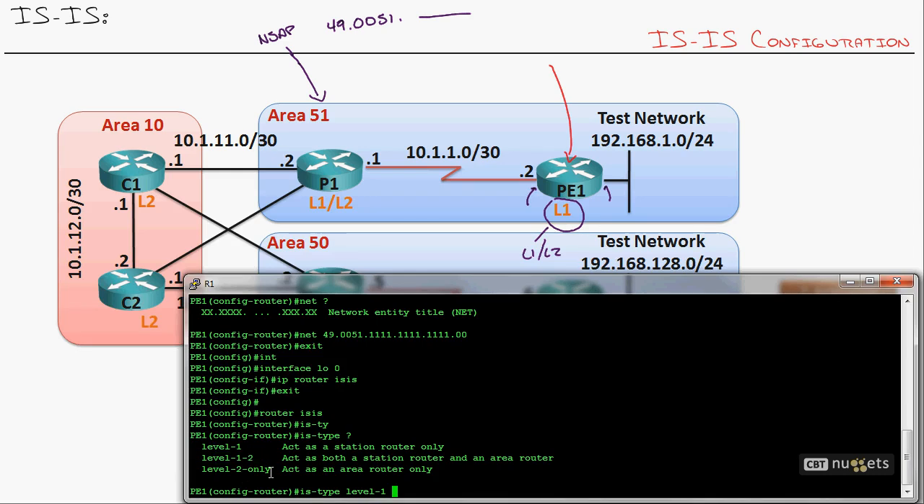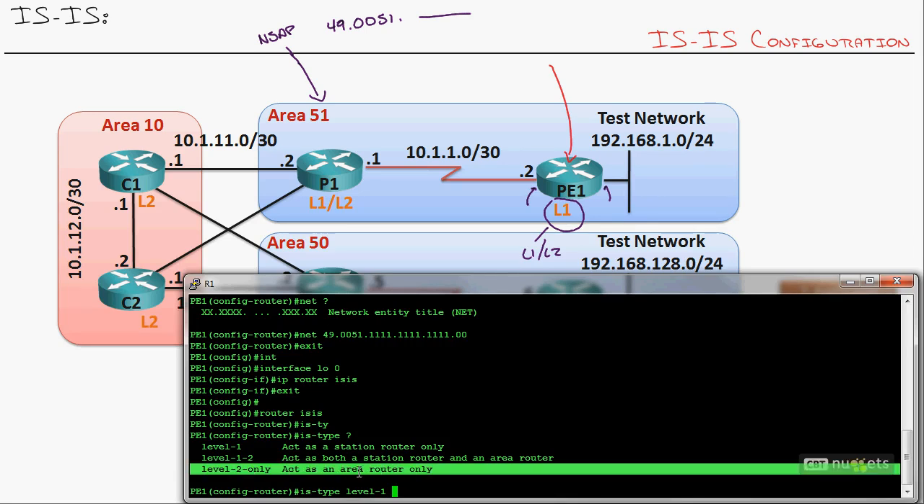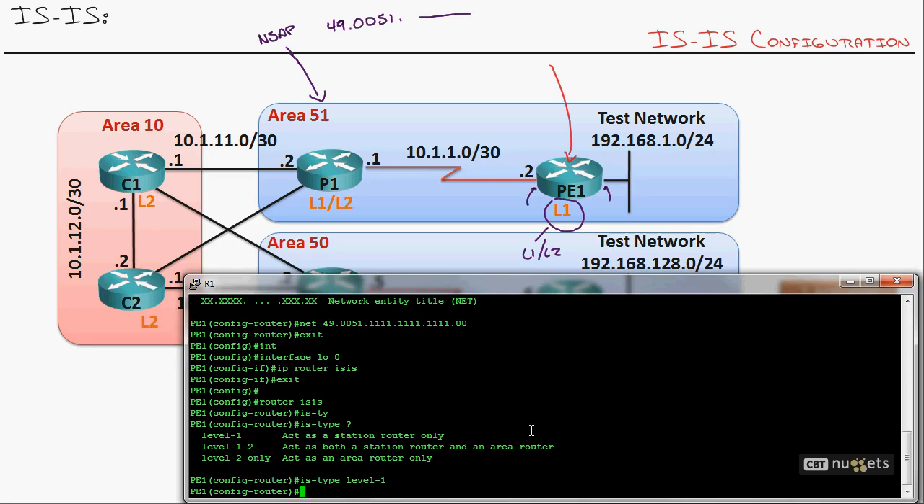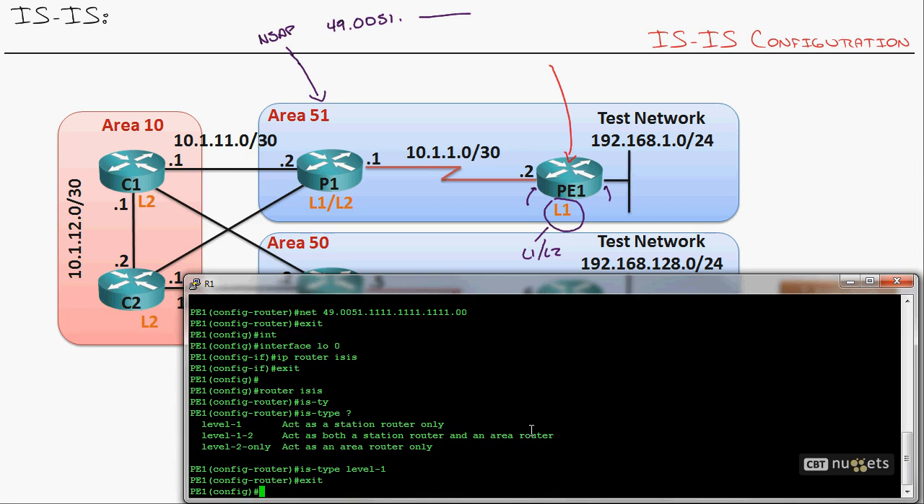And then this is interesting to me: level 2 only, act only as an area router only, essentially a backbone router, with the backbone database only. I don't like these descriptions. My question to Cisco would be, why did you have level 1 and then level 2 only? Do you feel the inconsistency there? Why isn't it level 1 only and level 2 only? Anyway, that's my own little inconsistency gripe with Cisco. So this is now defined as a level 1 only router, so it will only form level 1 relationships.